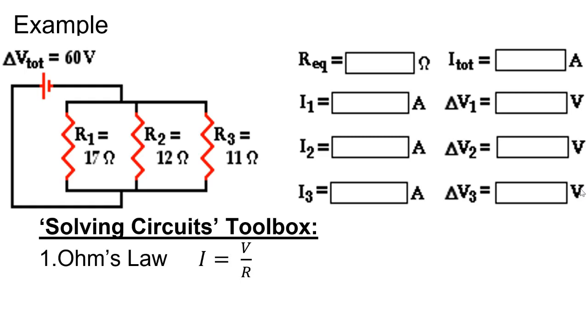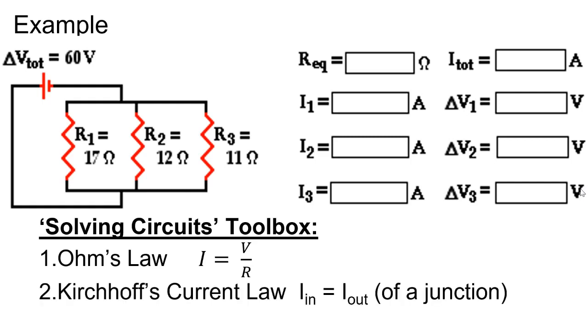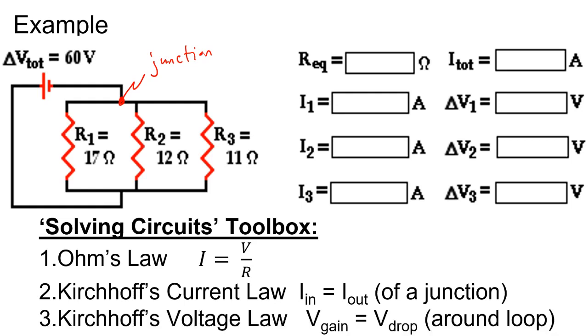So the current through a resistor is the voltage divided by the resistance. We're also going to use Kirchhoff's current law, where the current into a junction has to be equal to the current out of a junction. Okay, and these points like here, that's a junction. And Kirchhoff's voltage law, which says that the voltage gains through a battery has to be equal to the voltage drops around a loop.